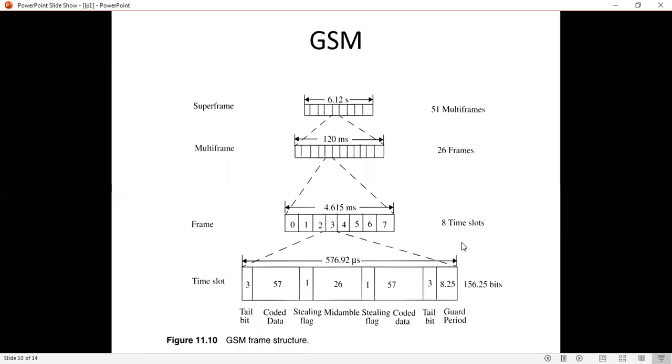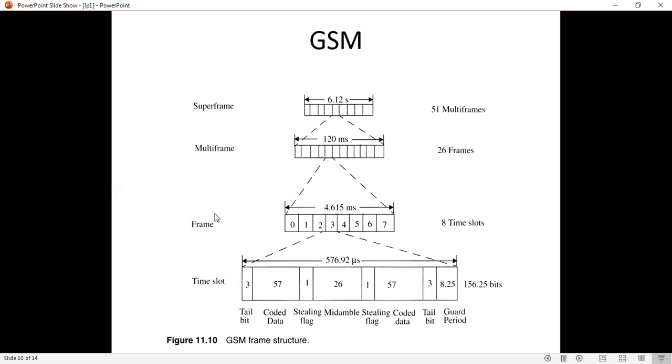To understand more about this, we'll see this. This is the time slot, which occupies about 576.92 microseconds, which carries 156.25 bits, which starts from the tail bit to the guard bit. Apart from that, inside that, we'll have coded data, which has to be communicated. So this is one time slot. Such 8 time slots form a frame. The total frame will have a time duration of 4.615 milliseconds.